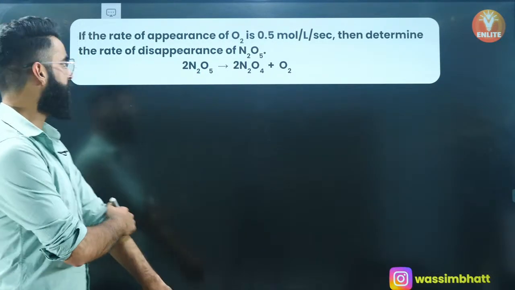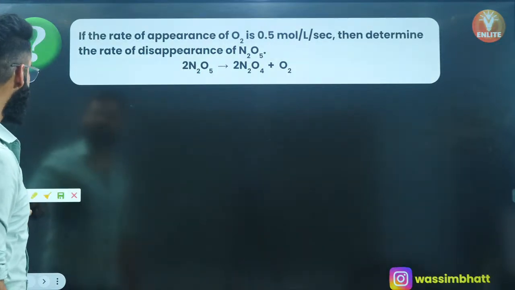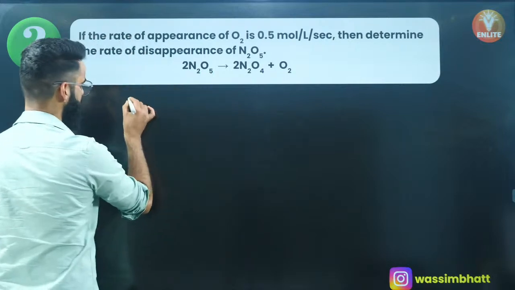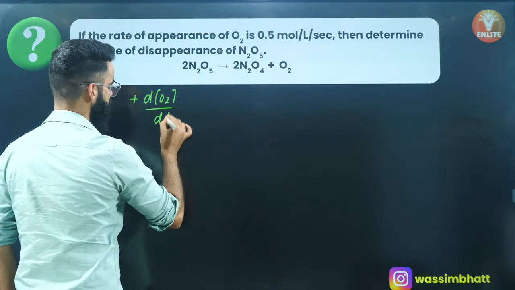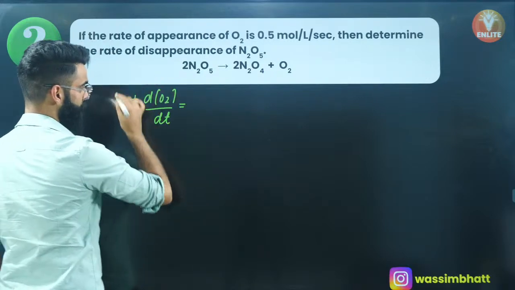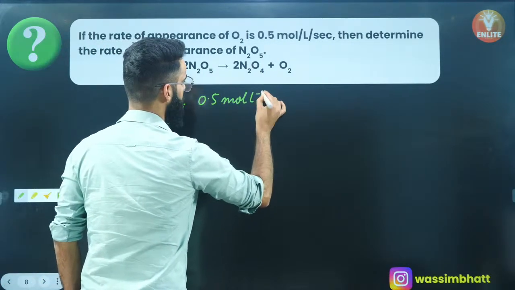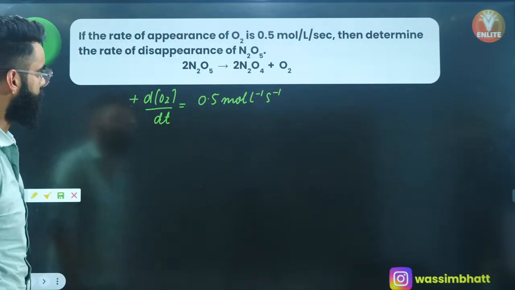All right, look at this particular question, guys. This is something which you can solve on your own now. I'm sure about it. The question says, if the rate of appearance of O2, how do I write the rate of appearance of O2? I'll start with the plus sign, d of O2 divided by dt. This is something which we call rate of appearance of O2, right? It's given to us as 0.5 moles liter inverse second inverse.